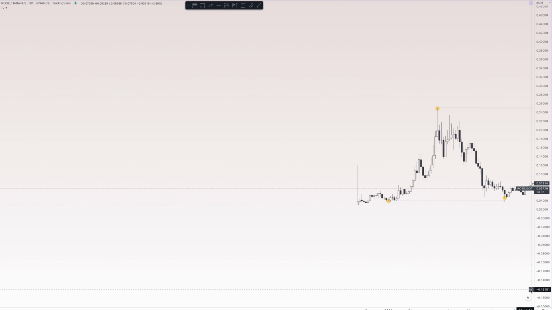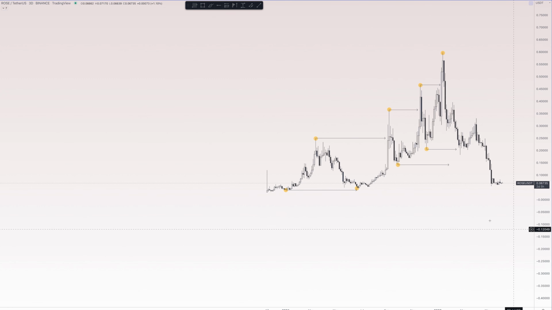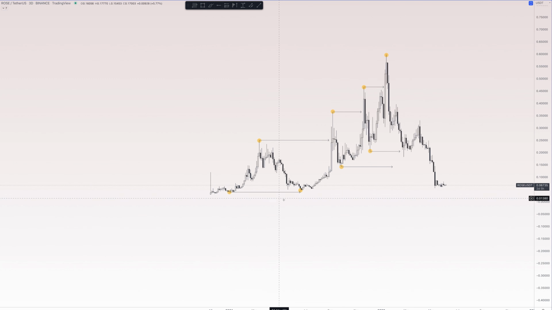So yeah, what I wanted to point out in this video is what the internal and the external structure are. I hope it makes it a bit more clear. So the external structure here is this whole move on a certain time frame, just the basic structure of that time frame. That's the external structure.